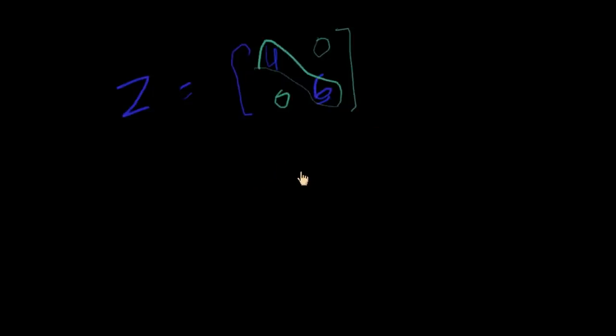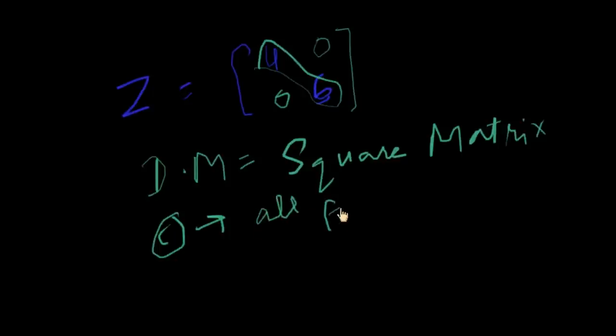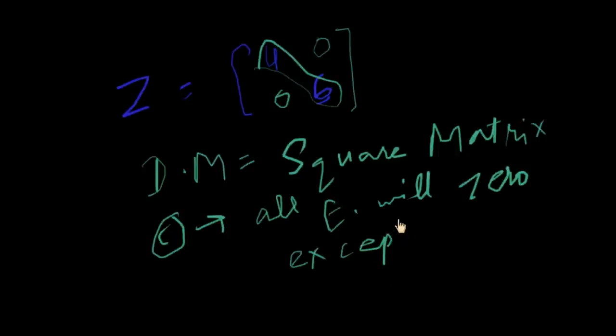So this is the example. Once again I repeat. A diagonal matrix will be a scalar matrix, but the condition is all elements will be zero except diagonals.